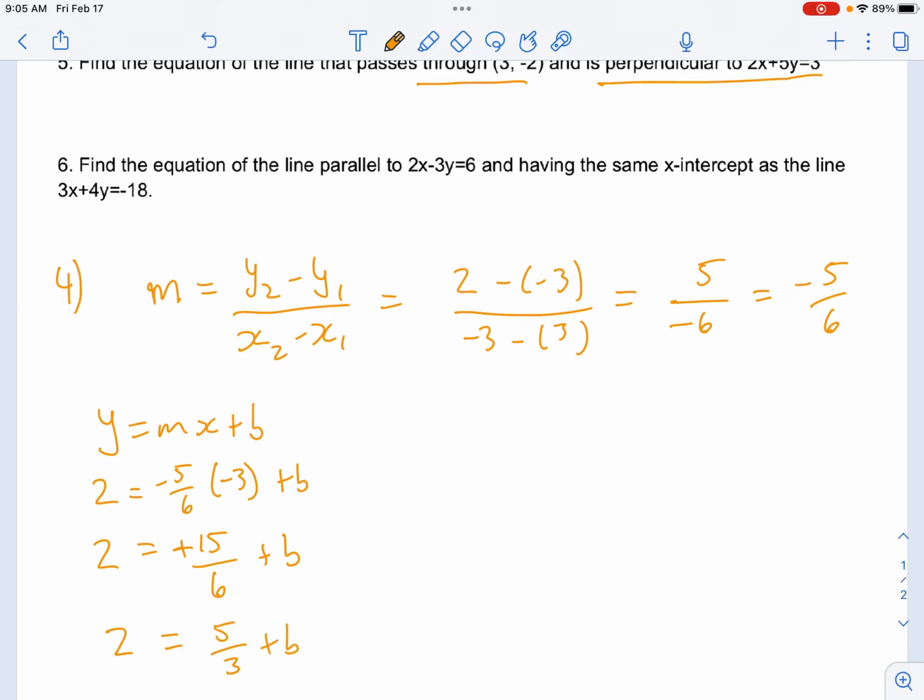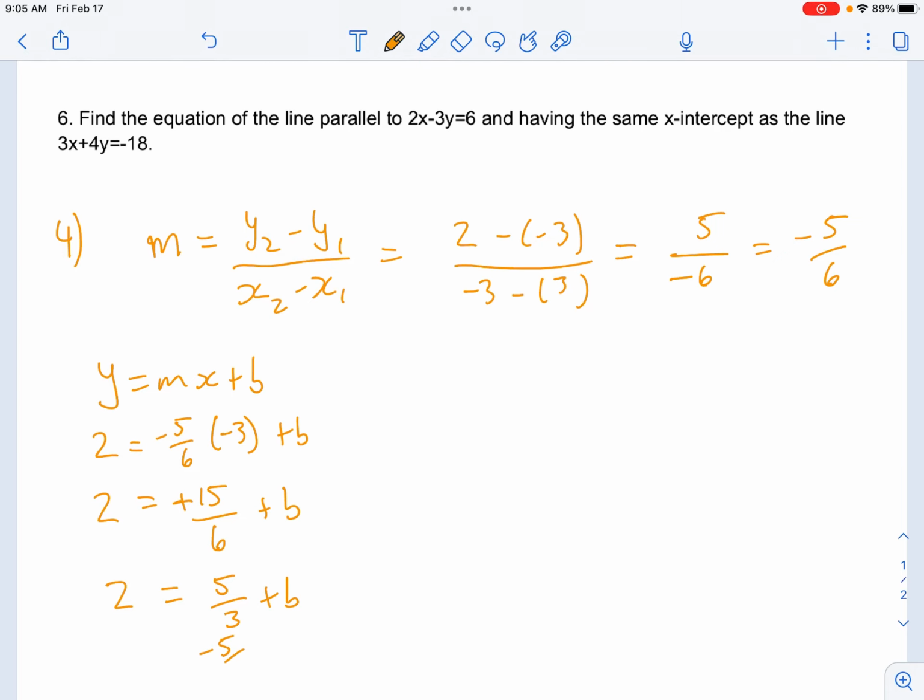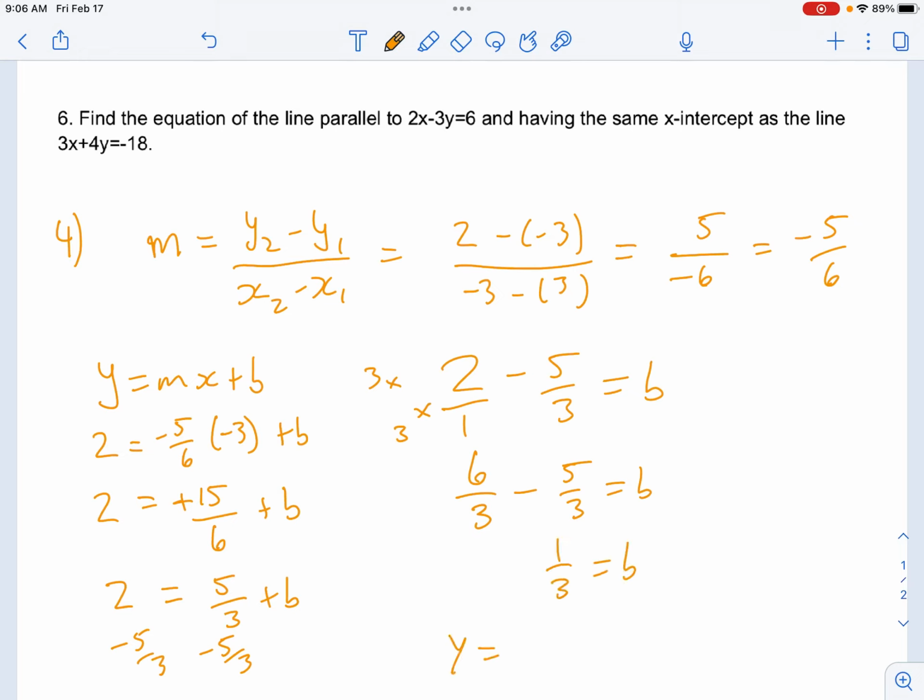And if I'm moving this over, it means I'm going to subtract 5/3 from both sides, which I'll bring over here. So it's going to be 2 minus 5 over 3 is equal to b. And really this 2 is like a 2 over 1. So to get the denominators to be the same, I multiply top and bottom by 3. So I really get 6 over 3 minus 5 over 3 is equal to b. So 1/3 is equal to b. And then my final statement would be, I have -5/6x plus 1/3. And that's how you'd work through a question like that.